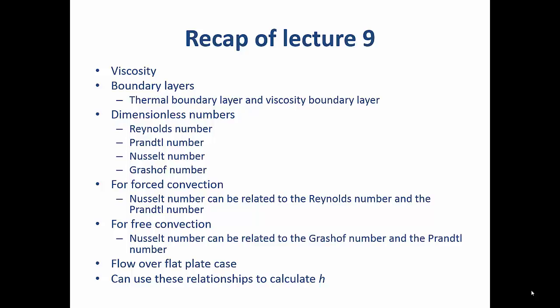I introduced all of those numbers, and before I did that, I also talked about boundary layers, the fact that there is a thermal boundary layer and a viscosity boundary layer over which most of the changes in temperature and velocity actually take place. And at the very beginning of the lecture I introduced what viscosity is and looked at some typical values and different types of viscosity.